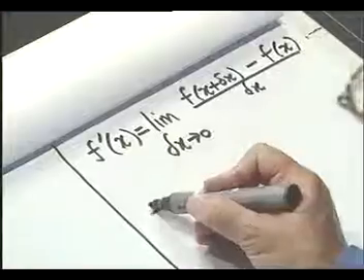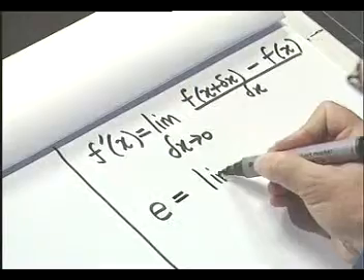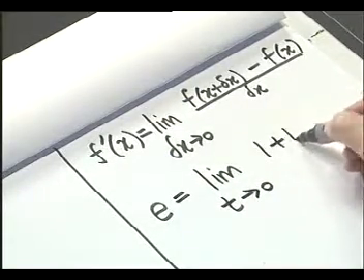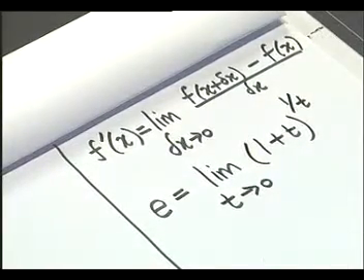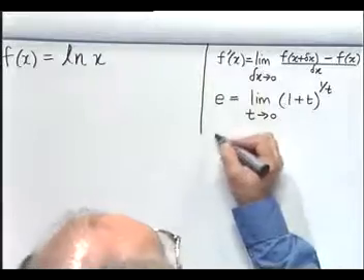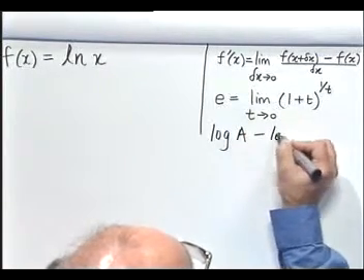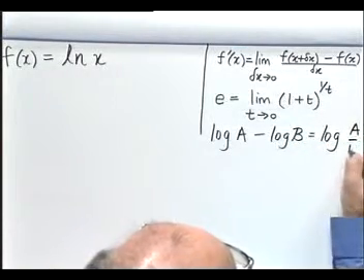We'll also need the result that I gave you right at the beginning of the video, which was that the exponential constant e can be written as the limit as t tends to 0 of 1 plus t all raised to the power 1 over t. So that's another result that we'll need. We need a bit more, actually. We need something about logarithms. You need to know that the log of a minus the log of b is the log of a divided by b. That's one of the laws of logarithms.